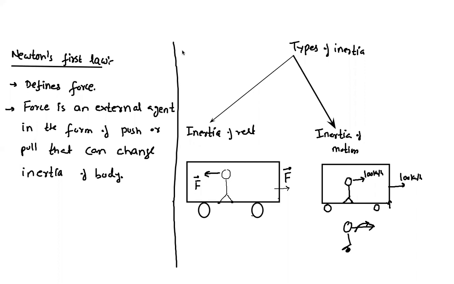Then you have one more example, that is inertia of direction. This simply says that a body cannot change its direction by itself. The natural tendency of a body is to move in a straight line.